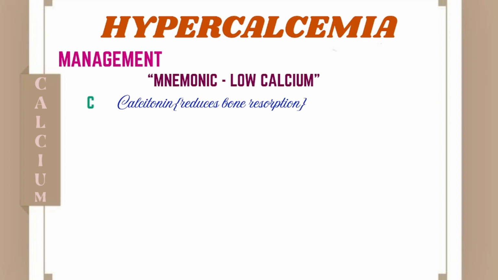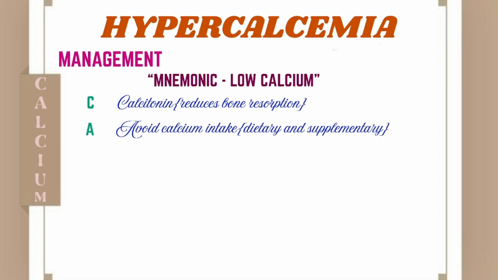Calcitonin is a hormone that will lower the blood calcium level, because calcitonin will inhibit the activity of osteoclasts. Osteoclasts are the cells which are responsible for bone resorption. So if bone resorption is inhibited, then calcium level in the blood can be maintained. A stands for avoid calcium intake, dietary and supplementary. We have to restrict dietary calcium.